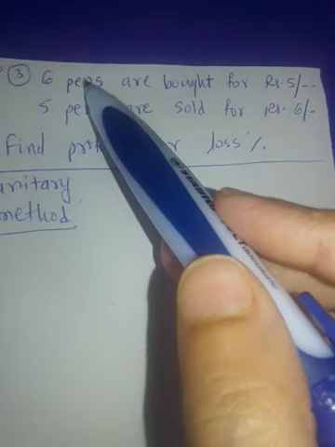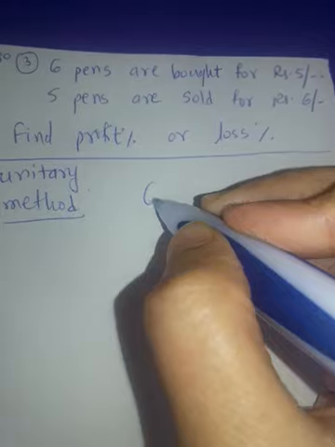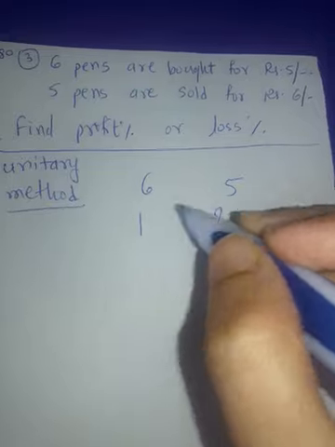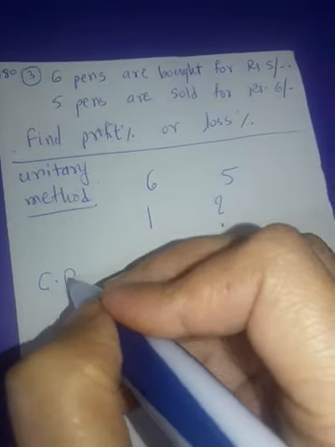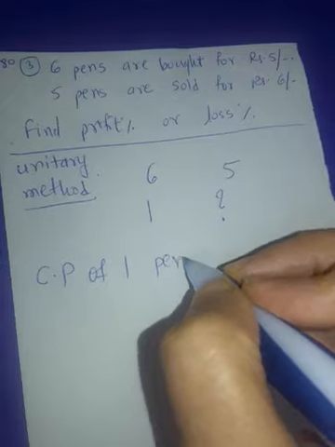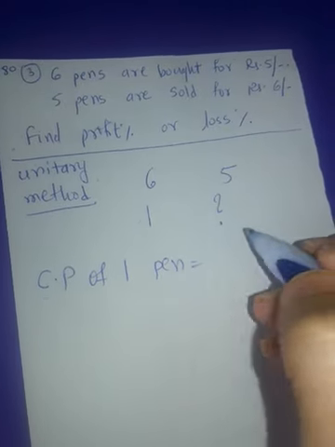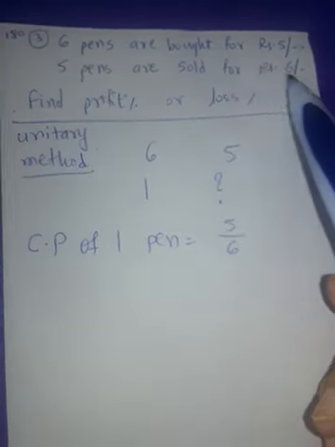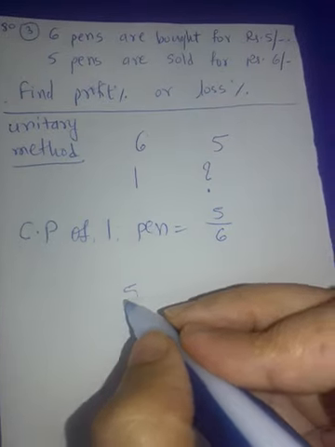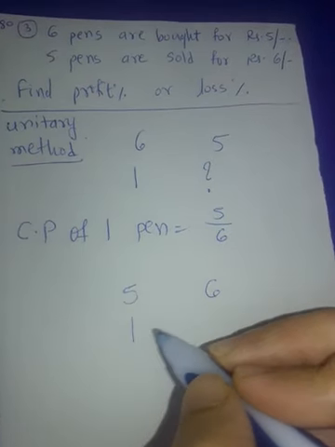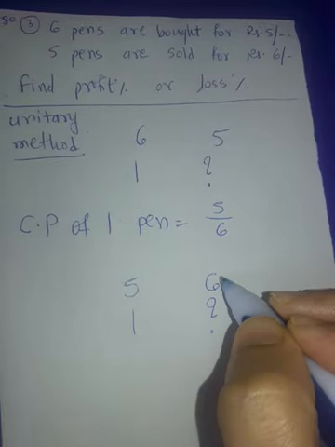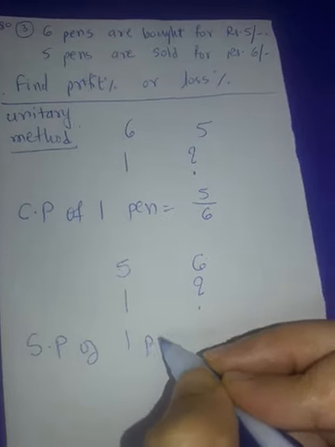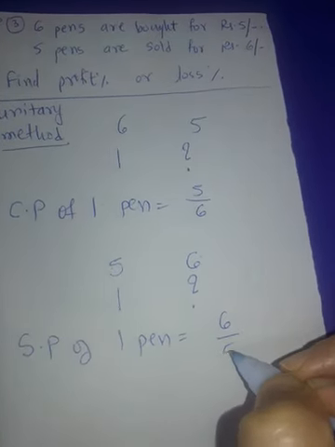So first we will find the cost price. 6 pens are bought for 5 rupees. So one pen is bought for how many rupees? This into this divided by this. So the cost price of one pen is 5 upon 6. If I talk about the selling price, 5 pens are sold for rupees 6. One pen is sold for how much? This into this divided by this, 6 upon 5. So the selling price of one pen is 6 upon 5.